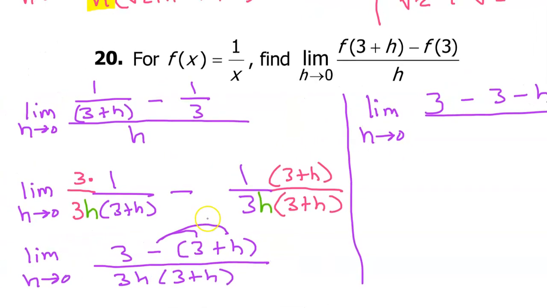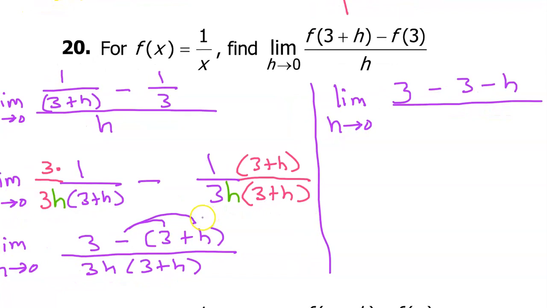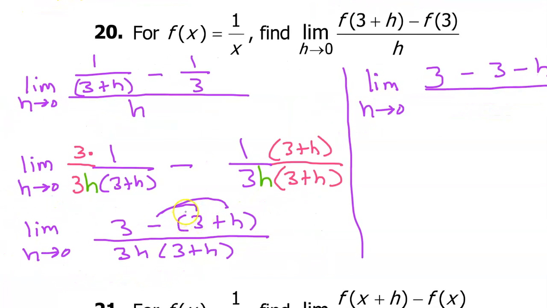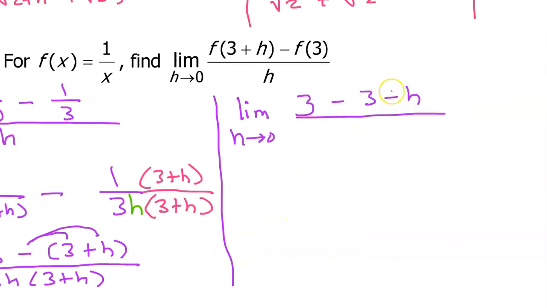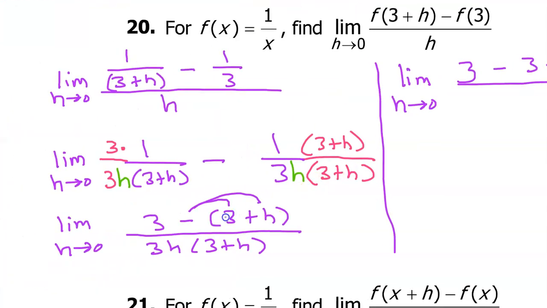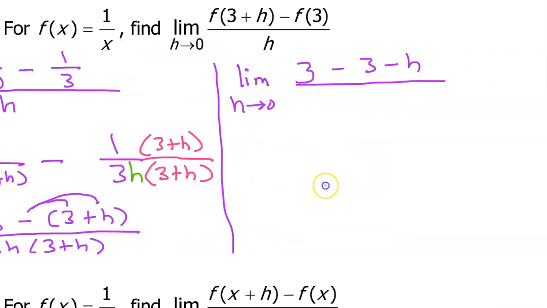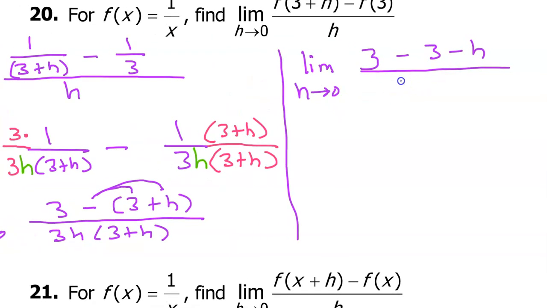But this is such a common mistake that a lot of students will not write the parentheses, and they will write 3 plus h right here without parentheses. So I really wanted to emphasize to you that we really have parentheses around the 3 plus h when you're subtracting. That negative sign must be distributed, and this must become a minus h. So that is one of the most common mistakes that I see, so I just have to emphasize it.